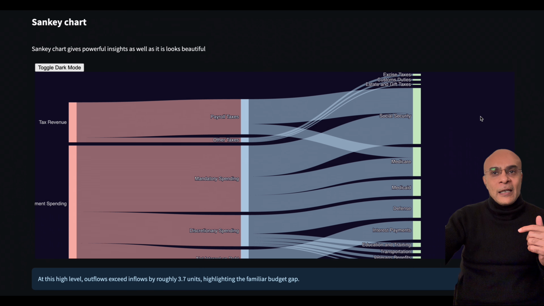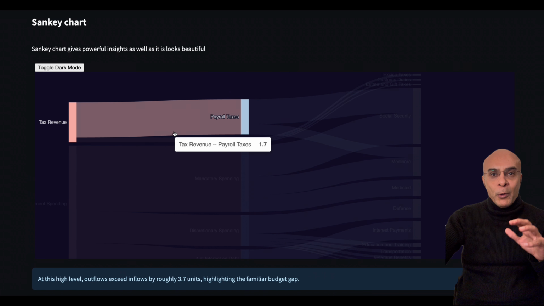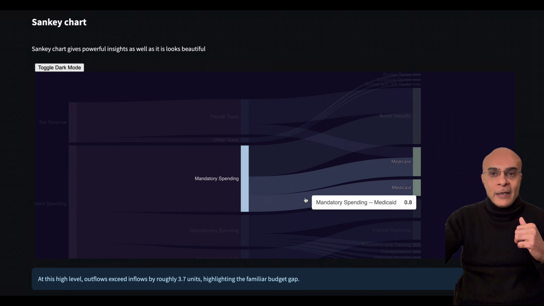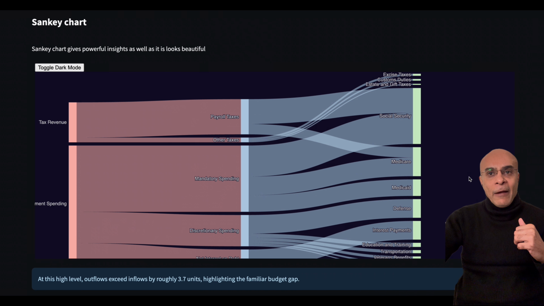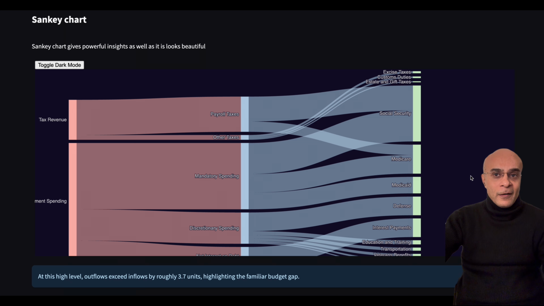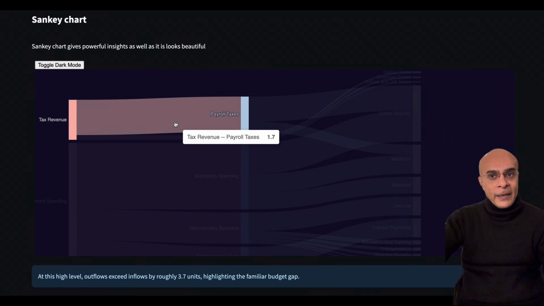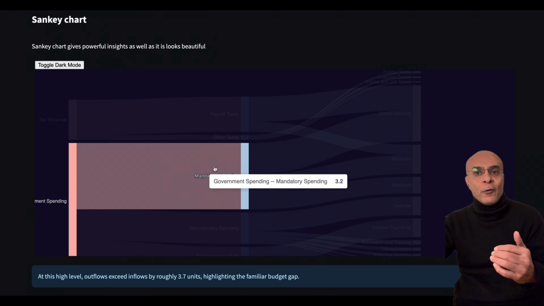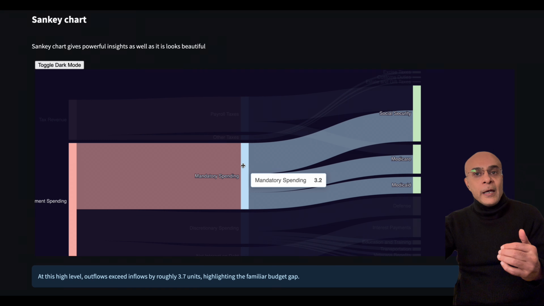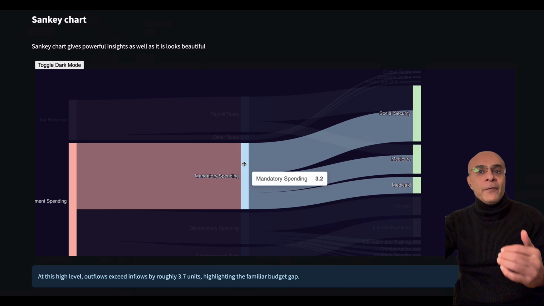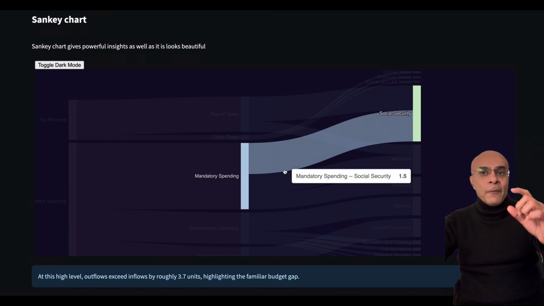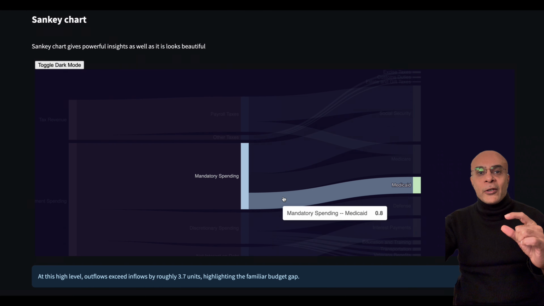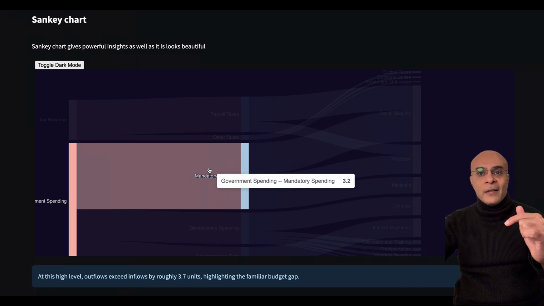So this is the Sankey visualization. First of all, you can see that this is stunning. It looks really beautiful and it also gives a lot of insights. So here the first level is either it is a revenue or it is a spending. And then within this layer or level, you have the different kind of categories. For example, in the spending, you can have mandatory spending, and then within mandatory spending, you can have Social Security or Medicare. And the width of this link is an indication of the value which is behind this spending.